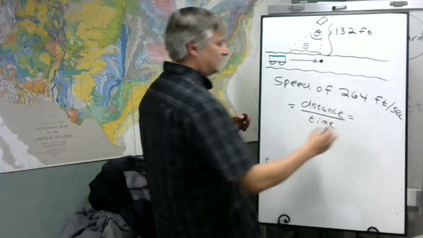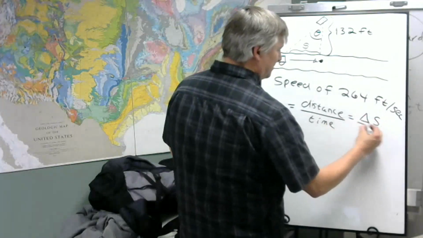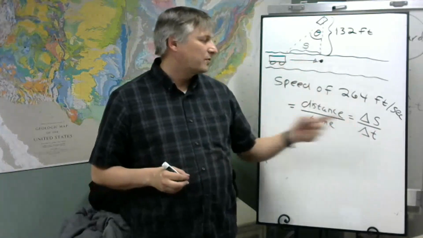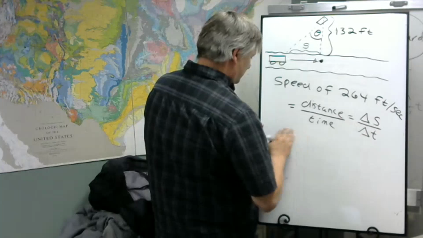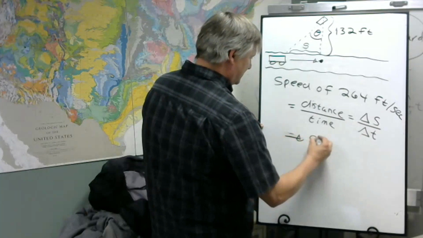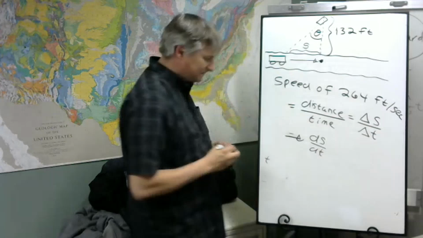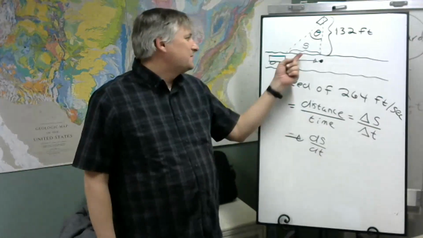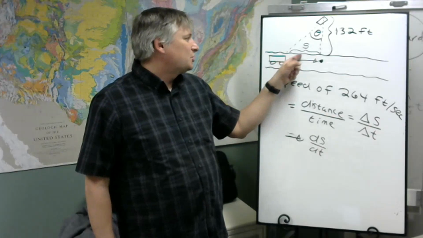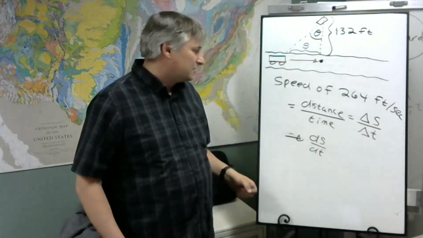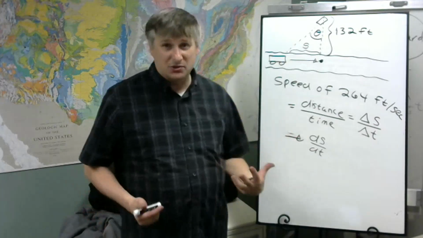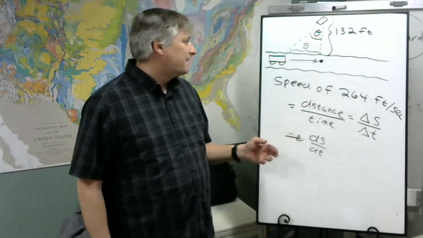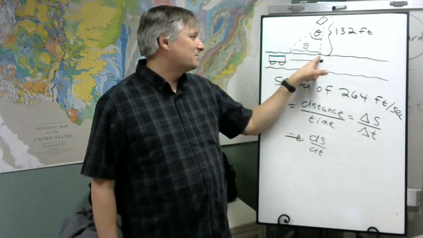Or you can think of it like this. It's going to be delta S over delta T, a change in this distance over the change in time. Or if we want to say it really slick, ds dt, I'll admit, that this distance is changing as this car moves. So it's going to have a ds dt. Now, how is it changing? Well, if the car is going at 264 feet per second, that tells us how quickly this distance is changing.